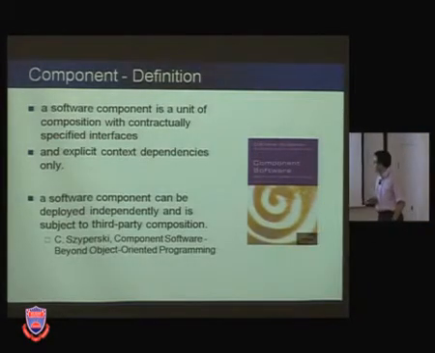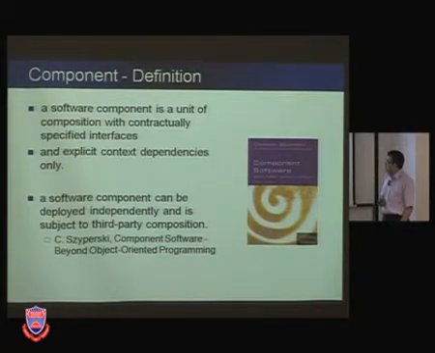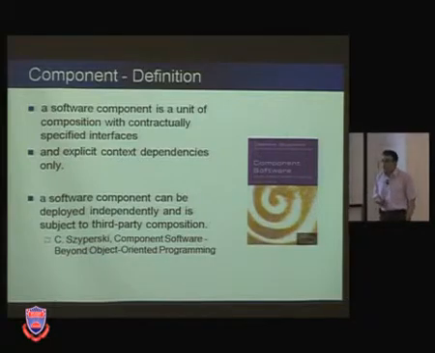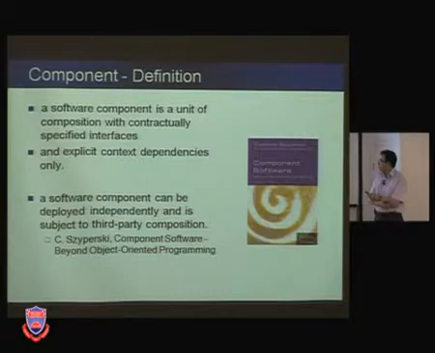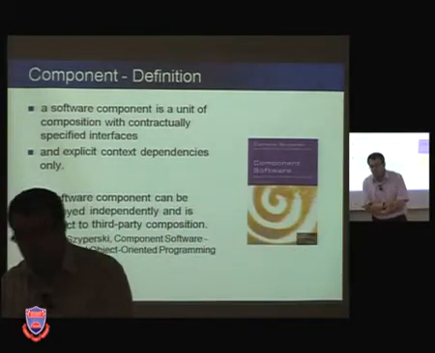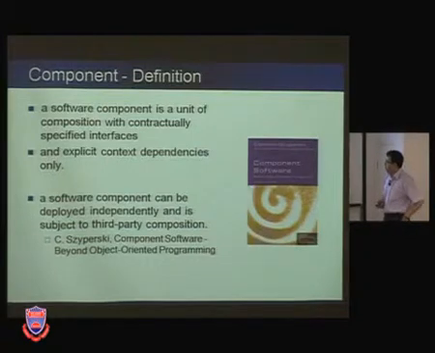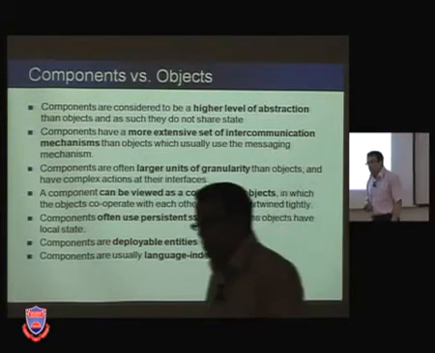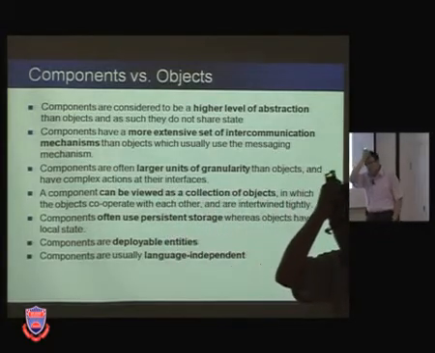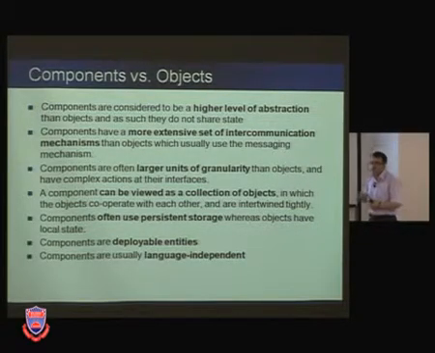This is a book from Clemens Szyperski about component software, one of the first books on component-based software development. What's a software component? A unit of composition with contractually specified interfaces and explicit context dependencies only. So an independently deployable unit of execution. Software component, independently deployable, and can be subject to third-party composition. We know what objects are, what's a component. I think this has not been discussed before, right? Components, if we compare these two, components versus objects. Components are just at a higher level of abstraction. Okay, it's actually the next level of abstraction.